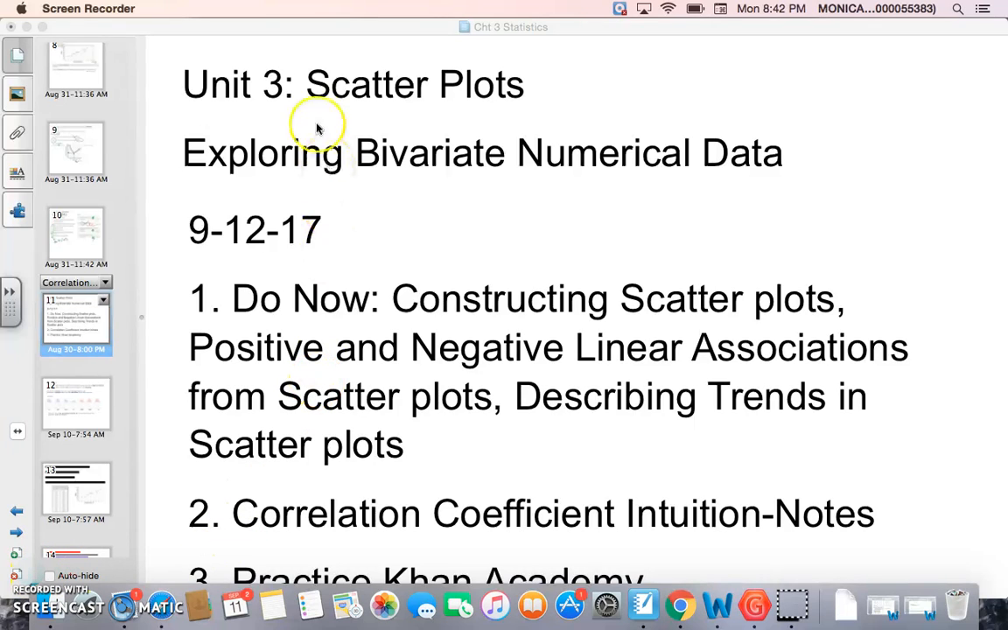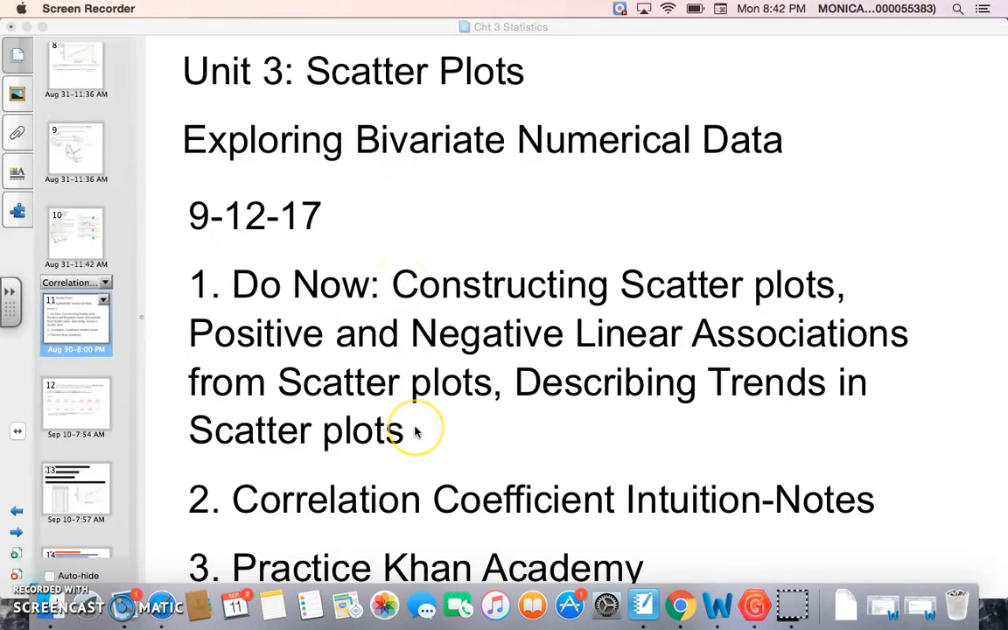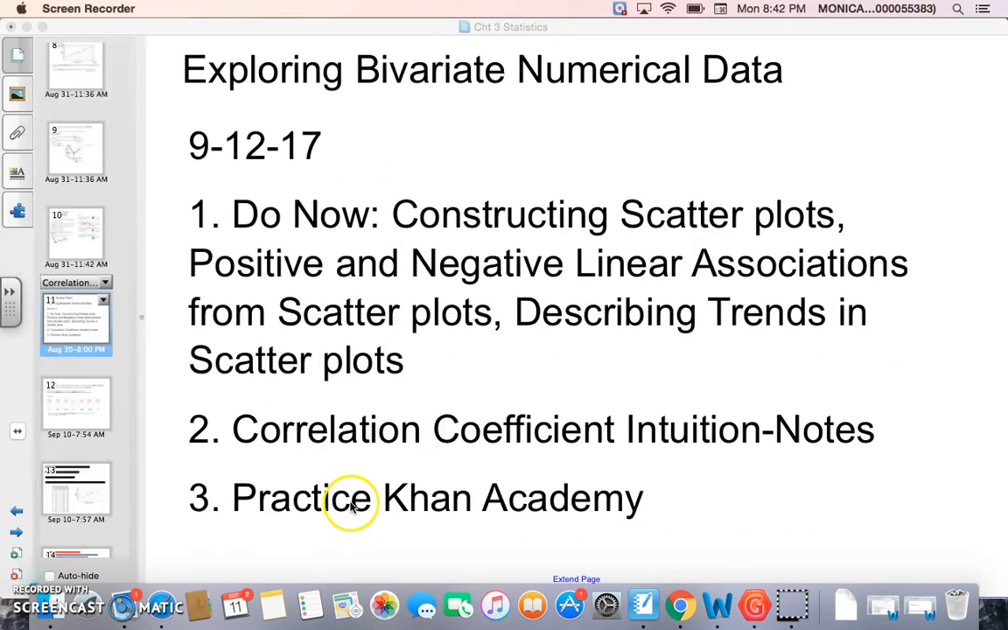Hello, today we're going to be talking about exploring bivariate numerical data once again and scatter plots. But today what we're going to talk about are the correlation coefficient, and then you'll be able to practice on Khan Academy. Yesterday you should have been able to complete constructing scatter plots, positive and negative linear associations from scatter plots, and describing trends in scatter plots on Khan Academy. And I noticed that we did very well with that, so excellent.